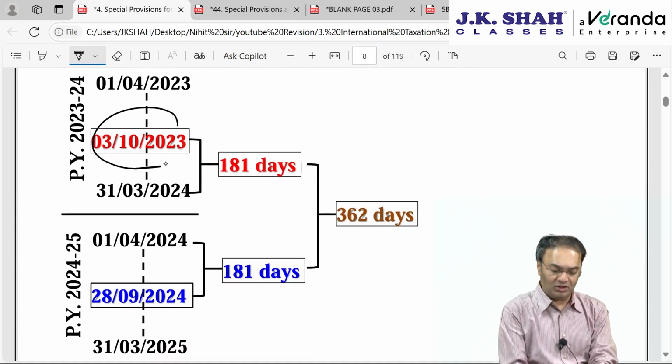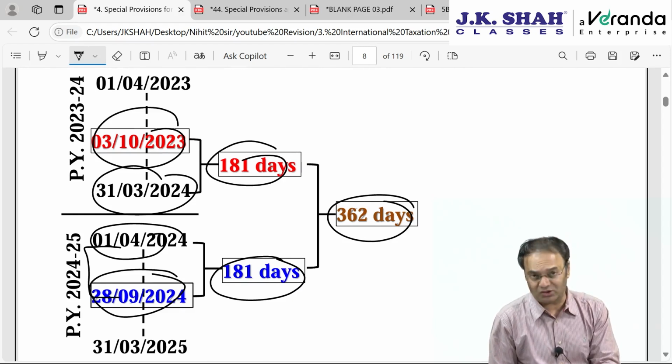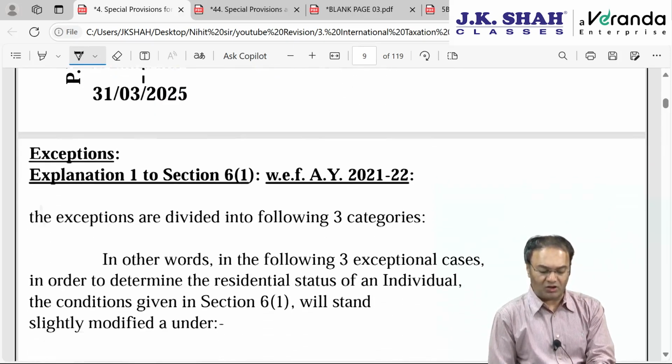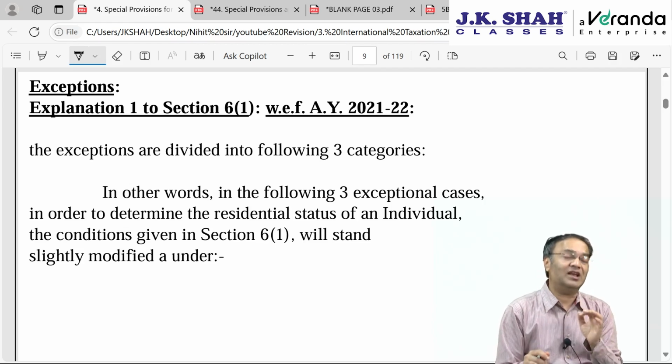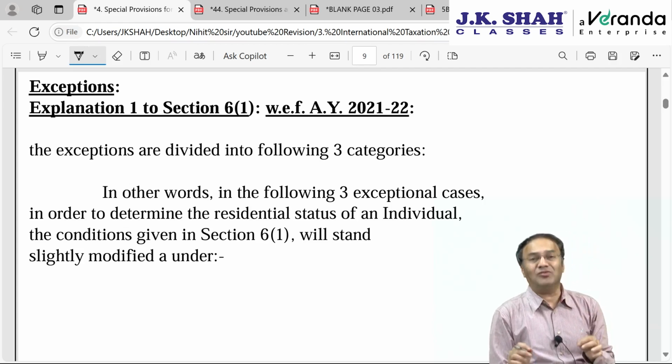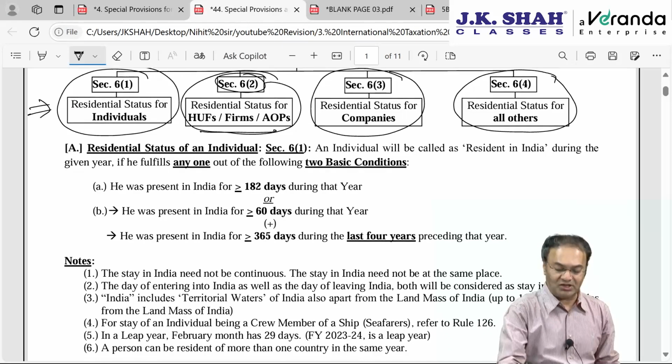3rd October till 31st March, 181 days; 1st April to 20th September, again 181 days; total 362 days. Solution is provided. Now, these 2 basic conditions have 3 exceptions. I have named them category 1, category 2, category 3. Which 3 exceptions are there? First understand.